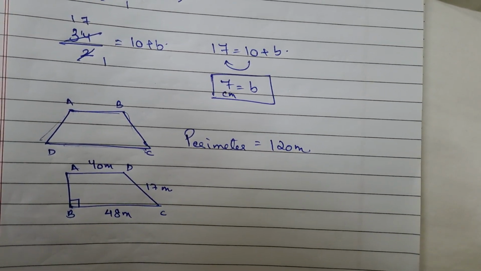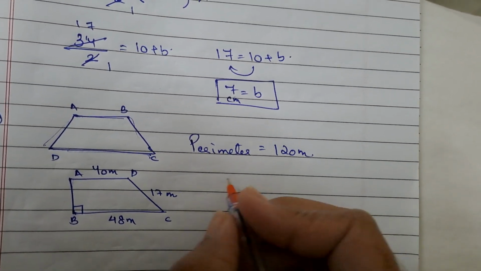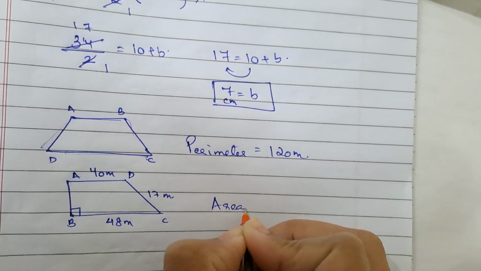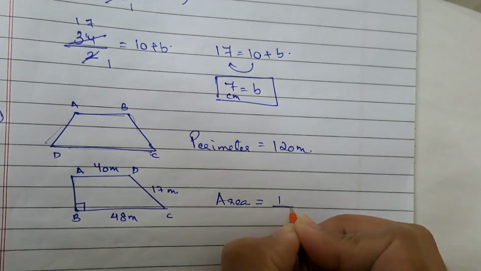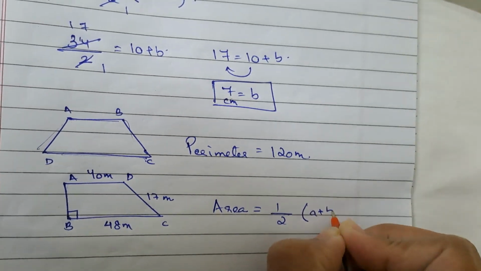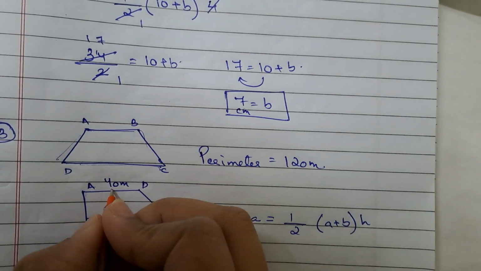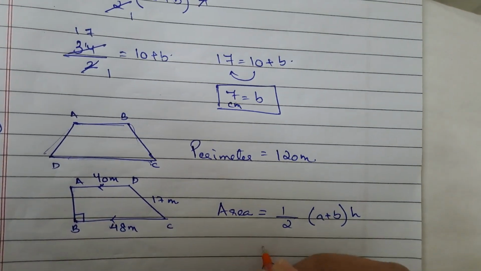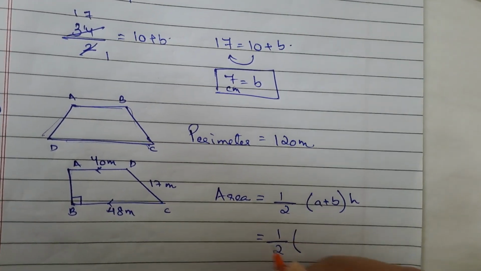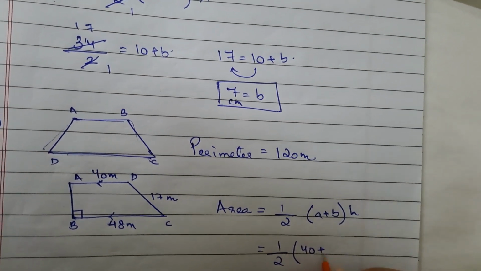Okay, let's first read the question, what is being said to us. Then it says find the area of this field. Okay, I need to find the area of this field. Area is half a plus b times h is what I'm supposed to find. I know these are the two parallel sides. This side is parallel to this one, so let's write it down. Half a plus b, 40 plus 48.